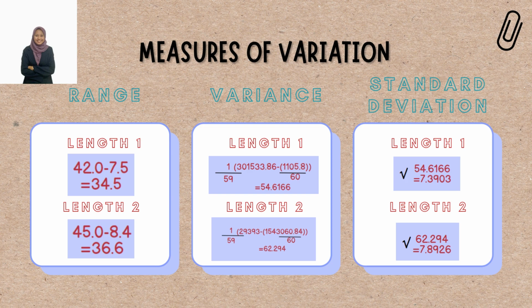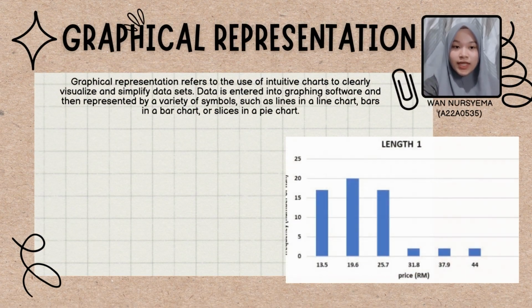For the range of line 1, we get 42.0 minus 7.5 and we get 34.5. While for line 2, 45.0 minus 8.4 and we get 36.6. After that, the graphical representation.